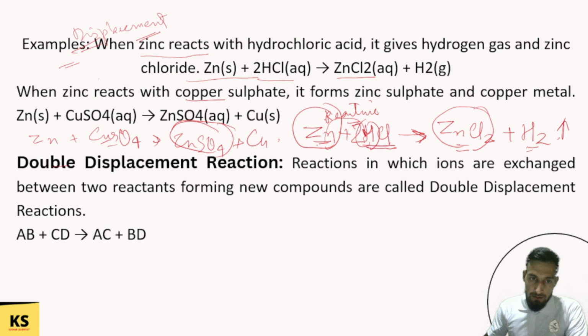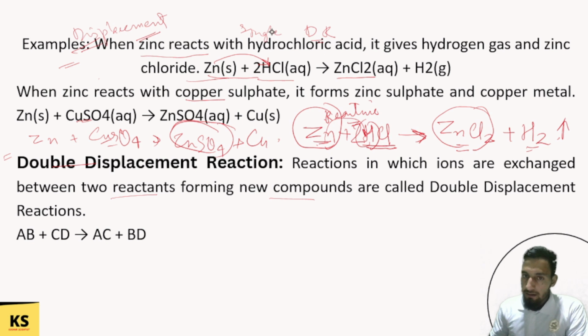And now coming to double displacement. In this type of equation, as we saw in the example zinc plus hydrogen chloride, a single element is displacing an element from a given compound. We say that this is a single displacement reaction. Now, what type of reaction is double displacement? In which ions are exchanged between two reactants forming new compounds is called double displacement.